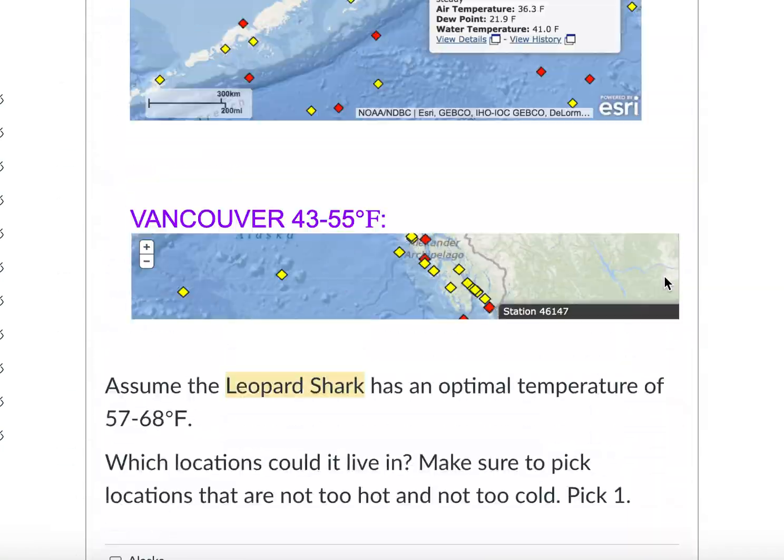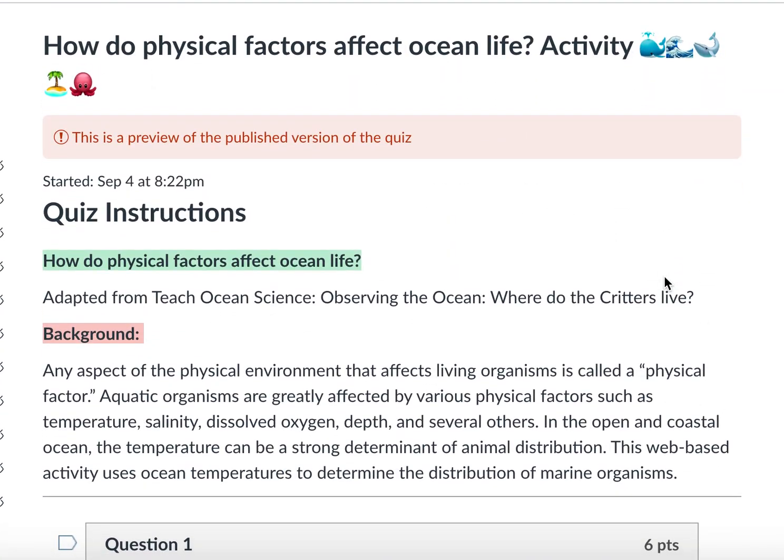So, that is your assignment on how physical factors affect ocean life. If you have questions, let me know.